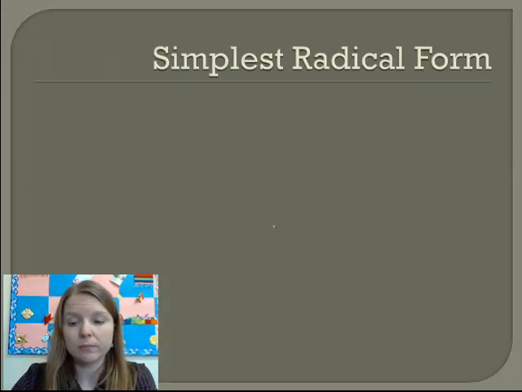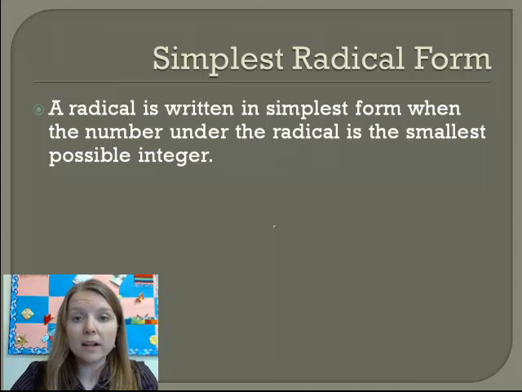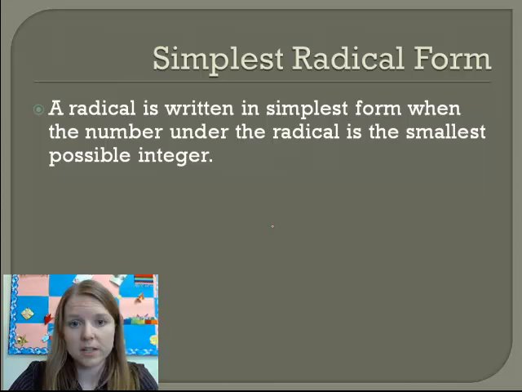So, a radical is written in simplest form when the number that's under the radical sign is the smallest possible integer. So we're always wanting the smallest possible integer under the radical sign. I'm sure you're thinking, well, how do you change what's under there? That doesn't kind of make any sense. Just give me a minute.